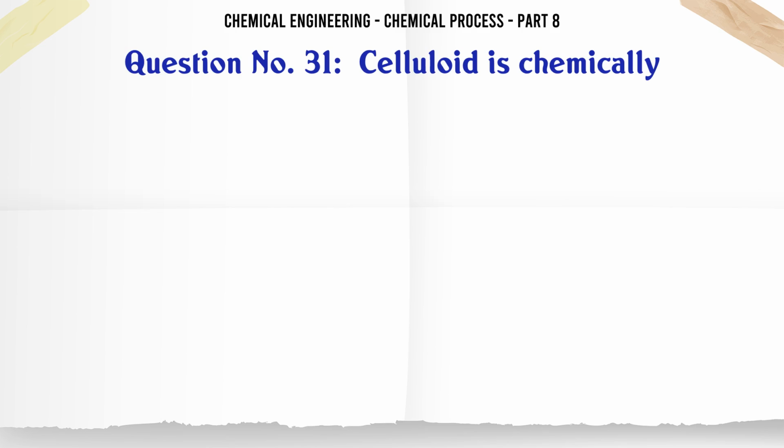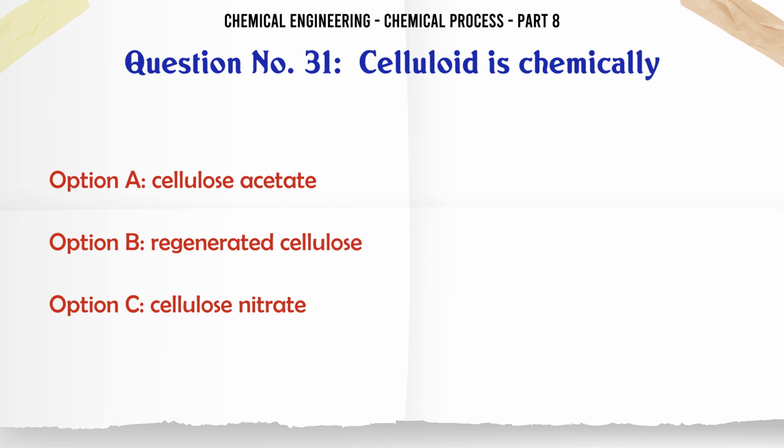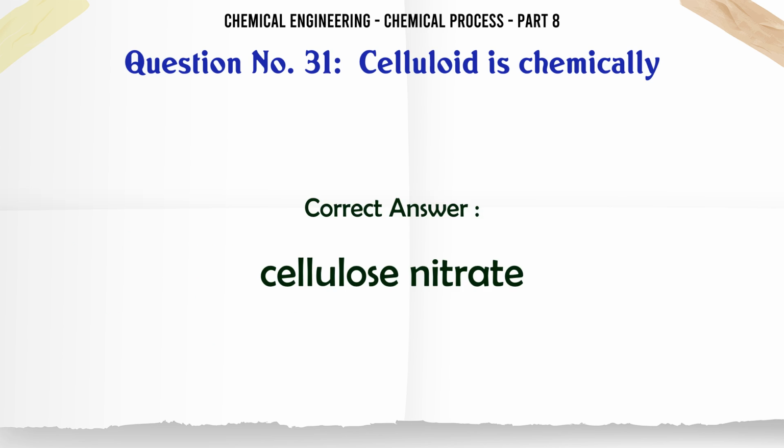Celluloid is chemically A. Cellulose acetate. B. Regenerated cellulose. C. Cellulose nitrate. D. Cellulose acetate butyrate. The correct answer is cellulose nitrate.